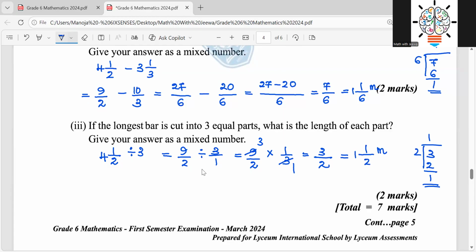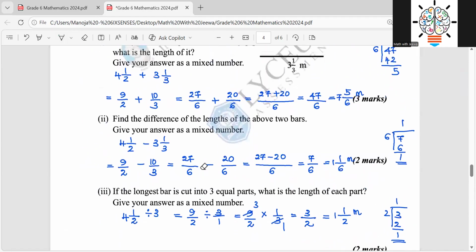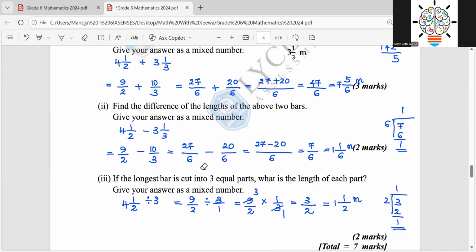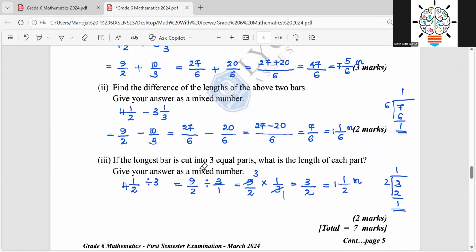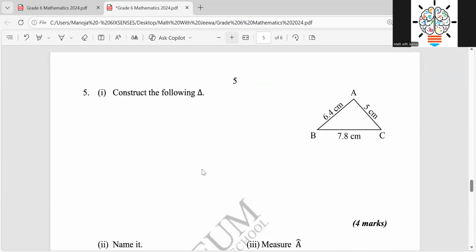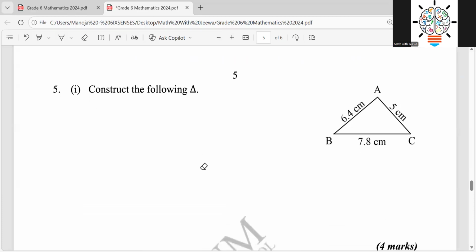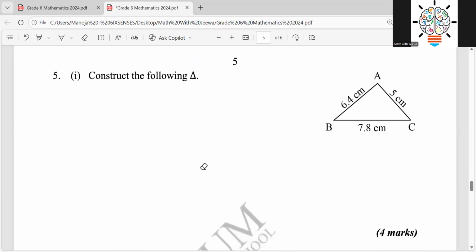If they have given that, you just see here, children, 7 marks, right? You want to pay your attention. It is a 7-mark question. So you want to show all the steps like this, right? Then we will move to question number 5. Construct the following. Children, take your mathematical instrument box with me, and you can pause the video and do the steps with me if you have not done.